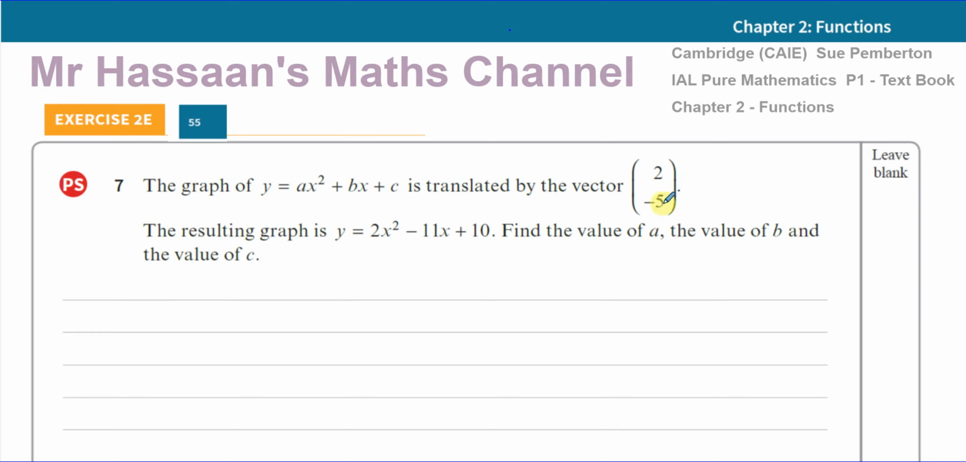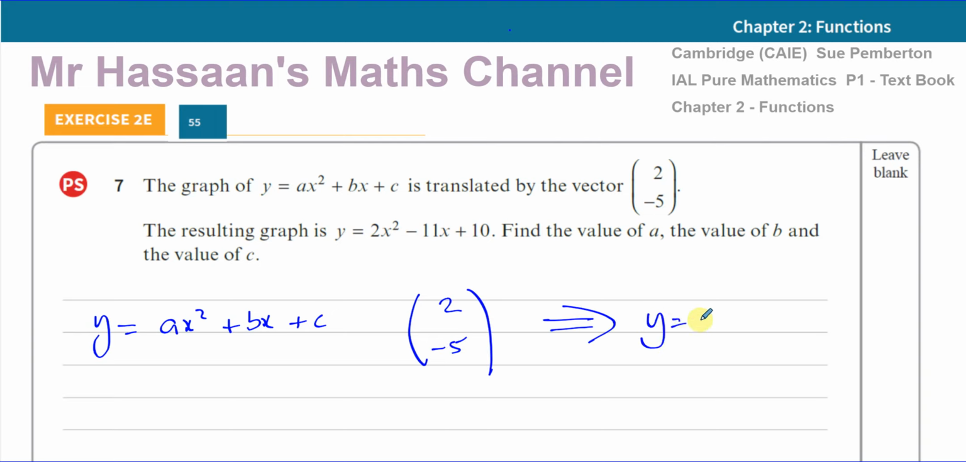Question about translation of functions. It says a graph of y equals ax squared plus bx plus c is translated by the vector (2, -5), and it becomes y equals 2x squared minus 11x plus 10. So we've got to find out what a, b, and c were before this transformation took place, or this translation.